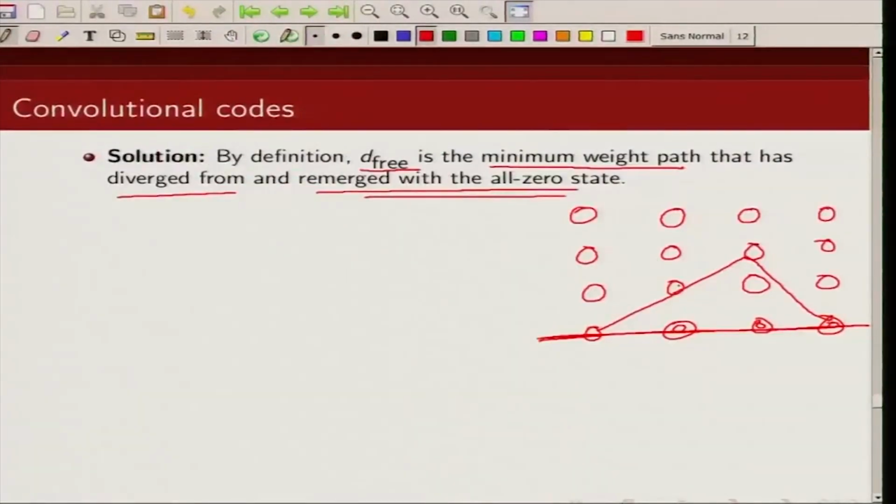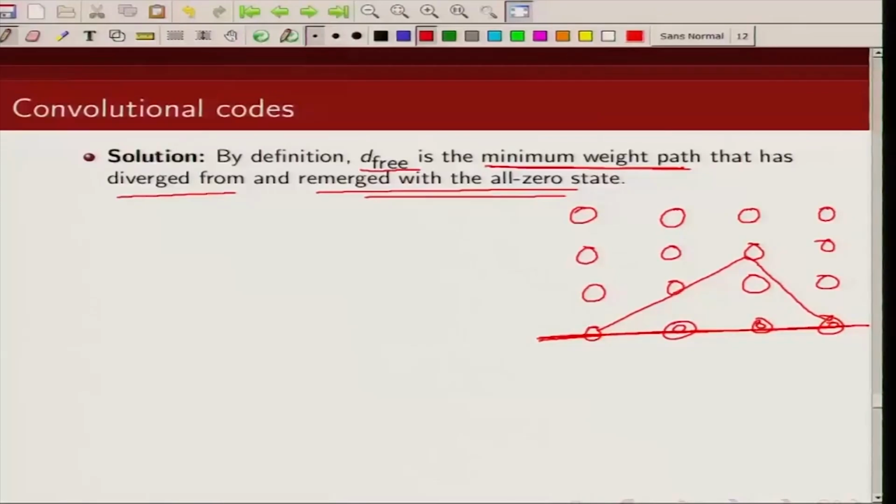And what are the paths through the trellis diagram? These are all our valid code words. So, we need to find a path through the trellis which has minimum weight, and that would be our free distance. So, the free distance is the minimum weight path that has diverged from the all 0 state and merged back. To get a non-zero weight, you essentially diverge from the all 0 state and then merge back to the all 0 state.